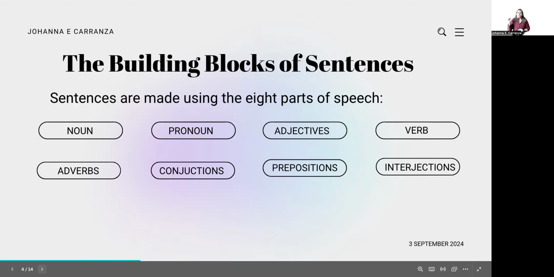So what are the building blocks? In a previous video, I talked about parts of speech. Every sentence has parts in it. In order to build the sentence, it has parts in it, right? Those are called parts of speech. So in a sentence, you can have nouns, pronouns, adjectives, verbs, adverbs, conjunctions, prepositions, and interjections. And these are pretty much the building blocks of writing sentences. And remember, the video I did before explains the parts of speech and what each one does.